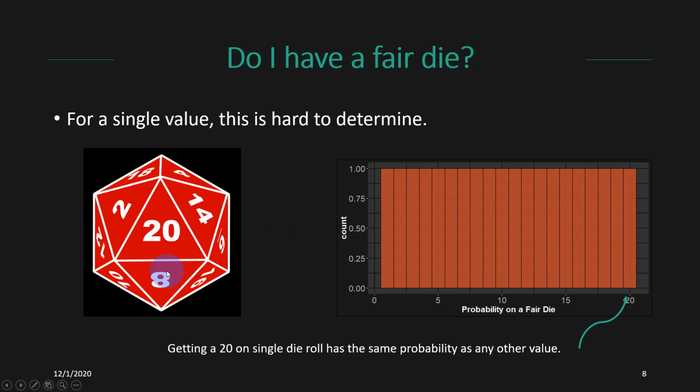So all values have an equal probability of coming up on a 20-sided die. So if you just see me roll a 20, you can't really say, oh, I think he's cheating, or maybe he just got lucky and he had a good roll there, because the probability is the same as if I had gotten a 14 or if I had gotten a 2.